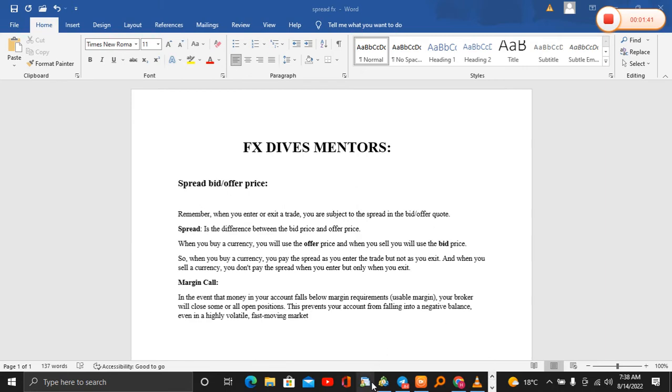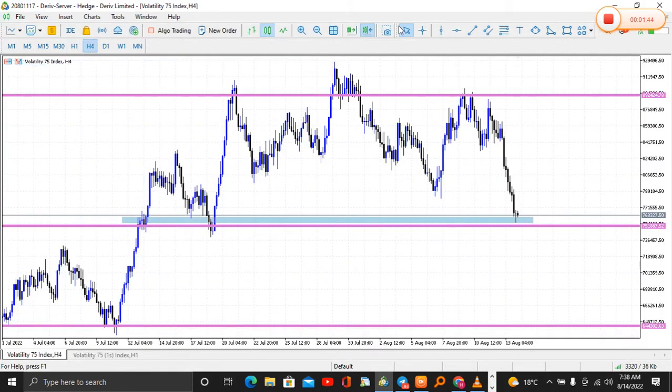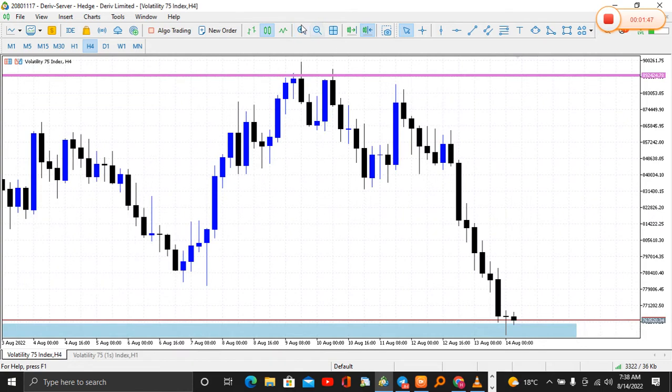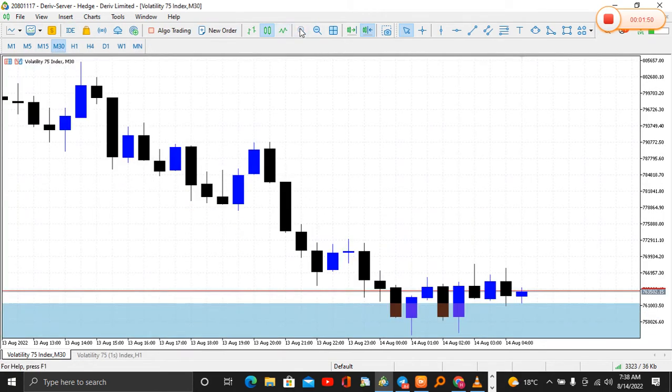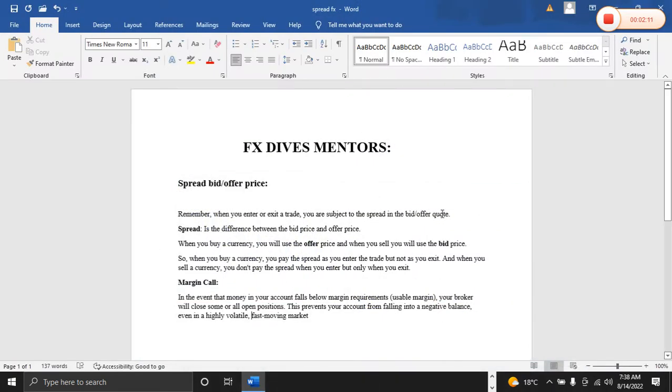Let me give you a little bit of an example. When you go to our charts, let me try to zoom out. Now these two lines, the red one and the blue one, this is our bid and ask price, which is our spread. I think we are together. This is our spread for these two lines. Now when you're focusing on our bid and ask price, spread itself is the difference between the bid and offer price. The difference or the space between the bid and the offer price, that is our spread.